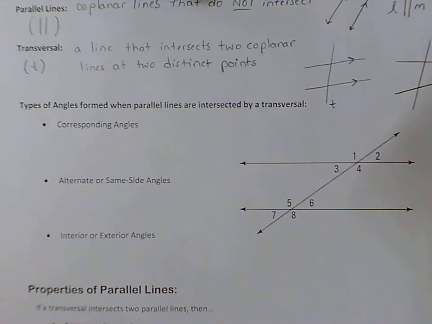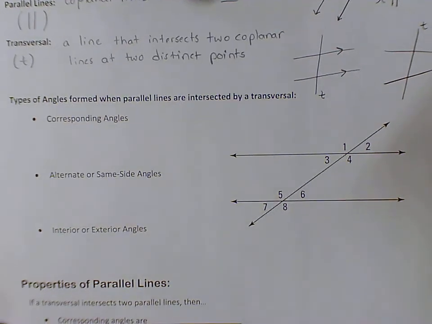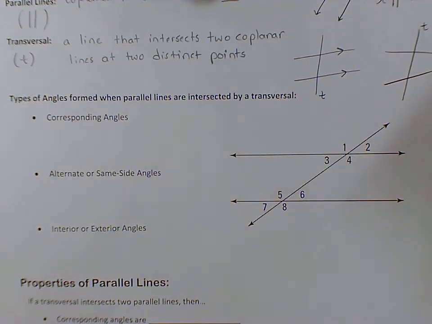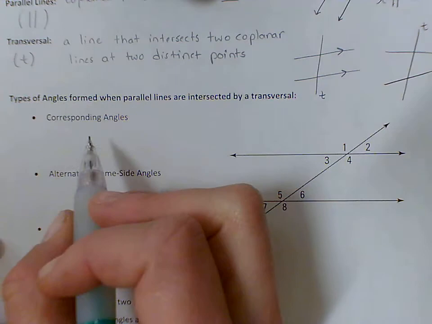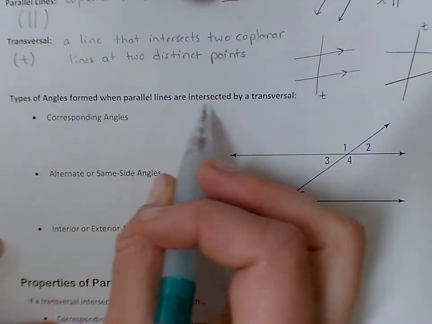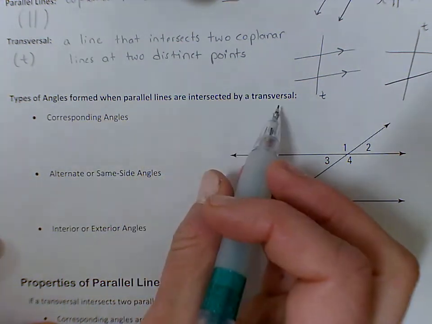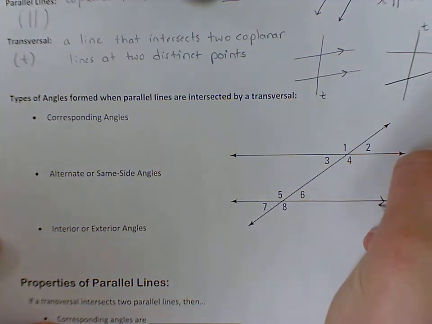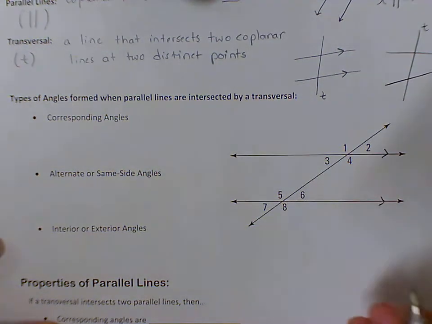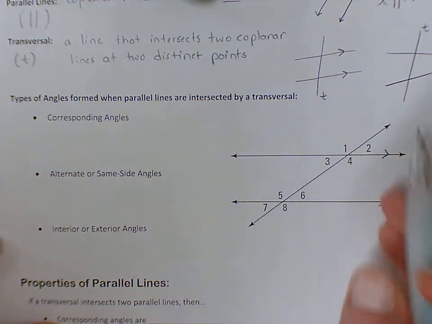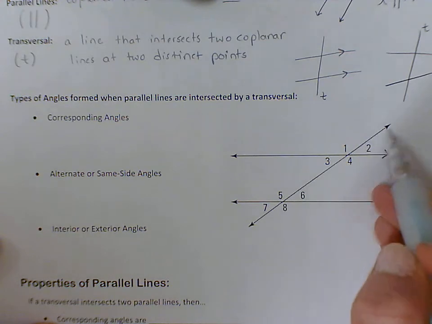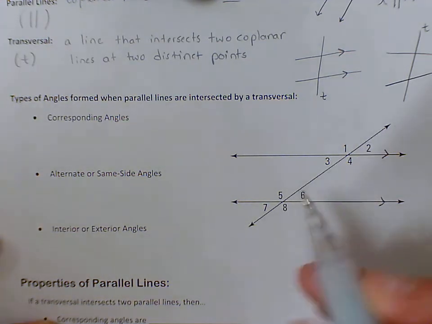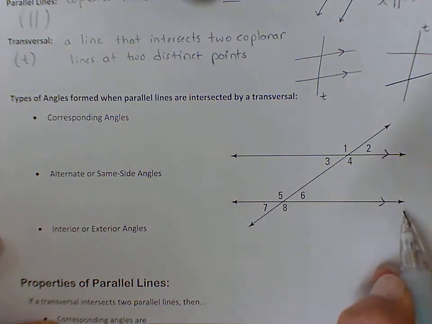So the first thing that we need to talk about is the different types of angles that you're going to see. And then after that, we're going to talk about what you actually need to know about those angles. Okay, so one type of angle that's formed when parallel lines are intersected by a transversal. Notice I drew some parallel lines, and I'm going to show that they're parallel by drawing the arrows that we talked about. This line right here would be called your transversal, and then these are your parallel lines.